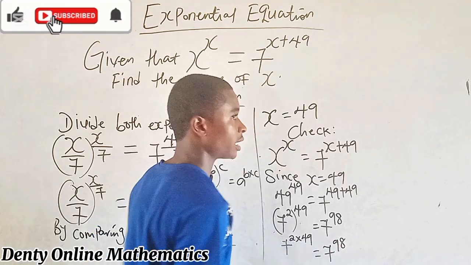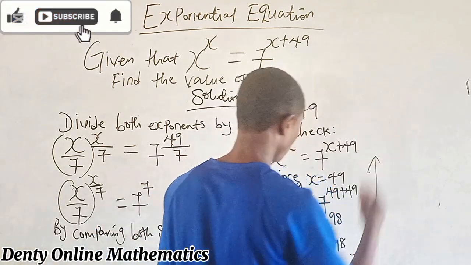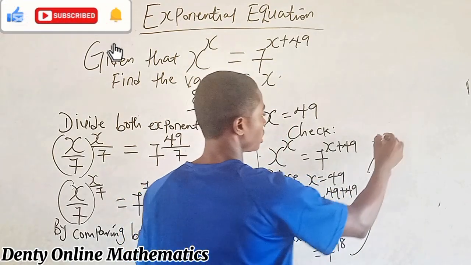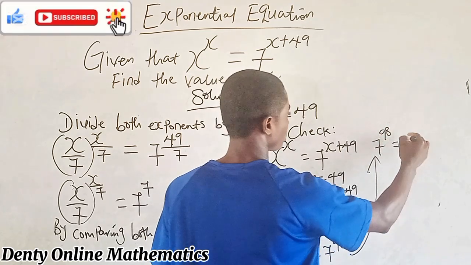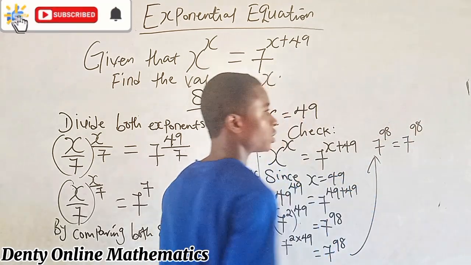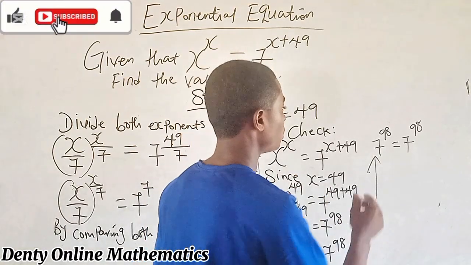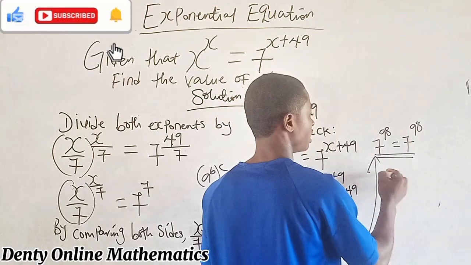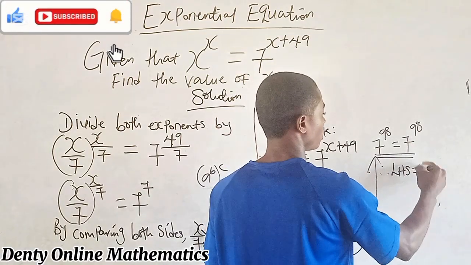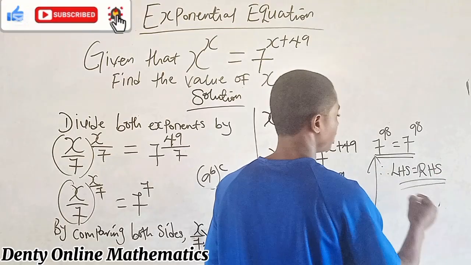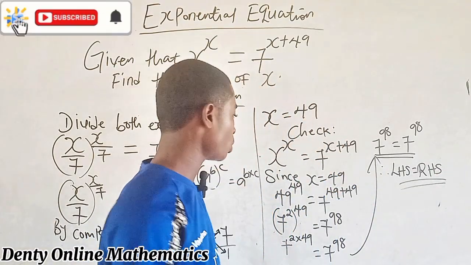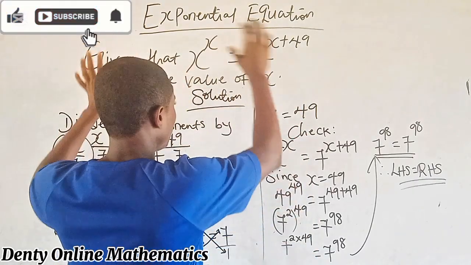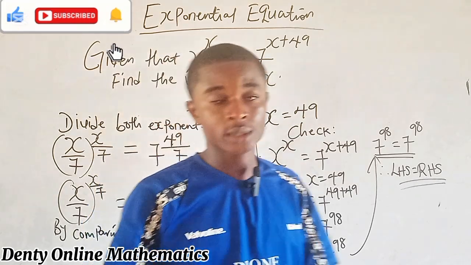So to do that, bring all of this upward. 7 raised to the power of 2 times 49 is 98, to be equal to 7 raised to the power of 98. So if you observe both sides now, you will see that 7 raised to the power of 98 is the same thing as 7 raised to the power of 98 here. So from this I can say therefore the left hand side will be equal to the right hand side. Therefore the original solution to this particular problem is 49. So the value of x that will satisfy the whole of this equation is equal to what?